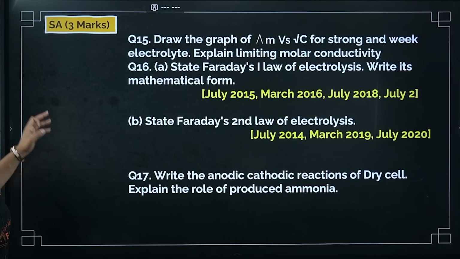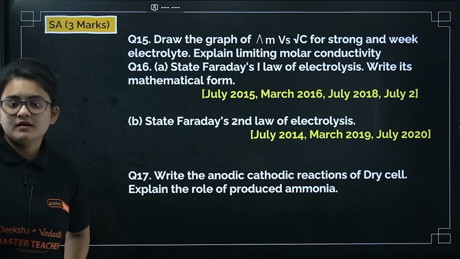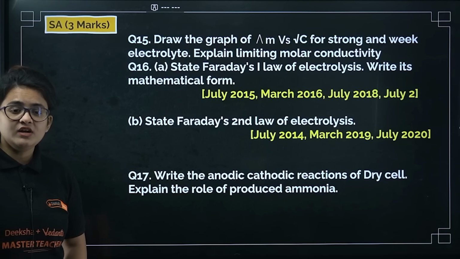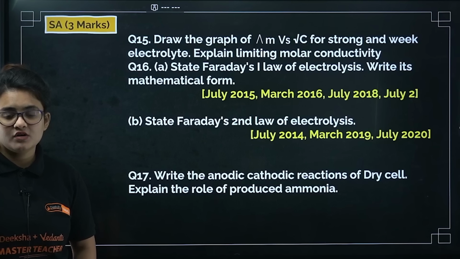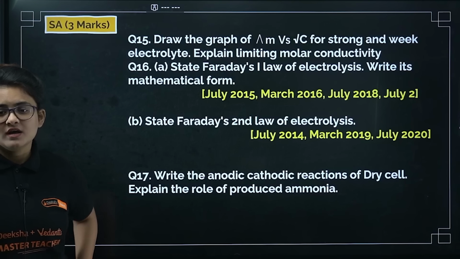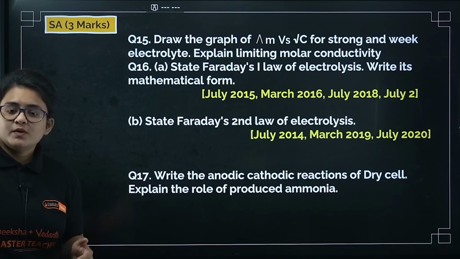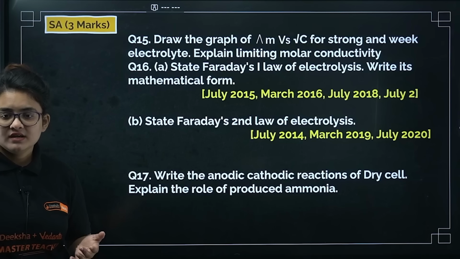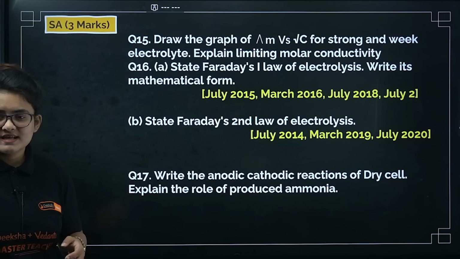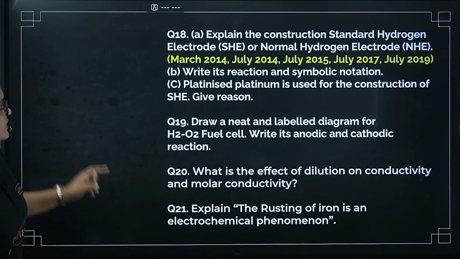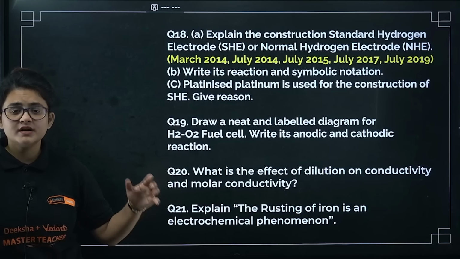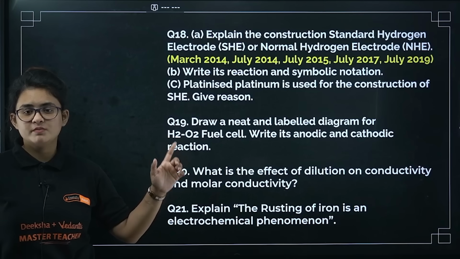Next, from electrochemistry, you can see the graph of molar conductivity versus root C for strong and weak electrolytes, and you have to explain the limiting molar conductivity from it. Faraday's first law and second law, then different types of cells, their reactions, the lead storage battery, and different types of dry cells. Let's go ahead. Construction of the standard hydrogen electrode is very important. Its working principle is very important.